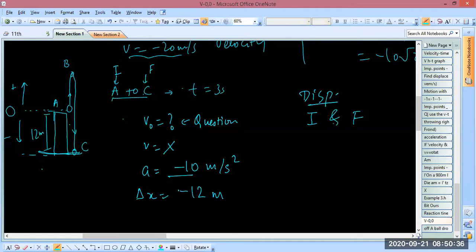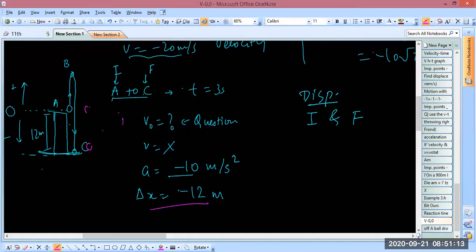Correct? So if you use the photo method once again, where was the ball at first? It was here. Okay, finally where is it? It is here. In which direction has it moved ultimately? It has shifted down by 12 meters. So displacement is -12. Clear? Especially those who said 12 meters, this is for you. I hope you realize that the displacement is minus 12, not plus 12. Right, there should be no mistake. One mistake is fatal.